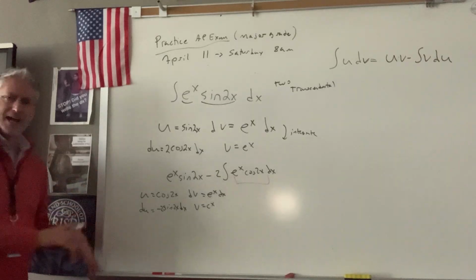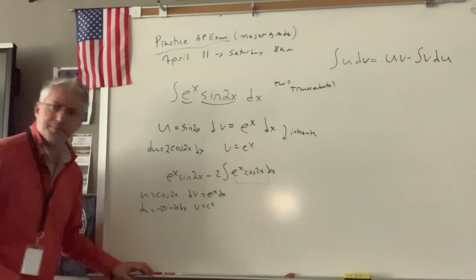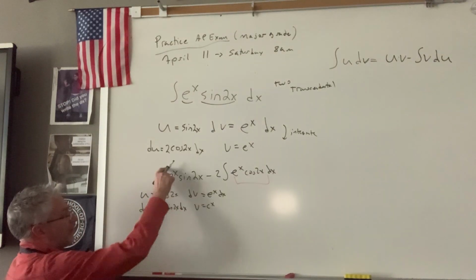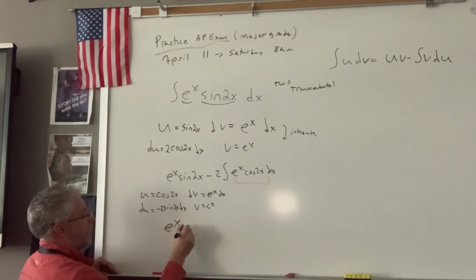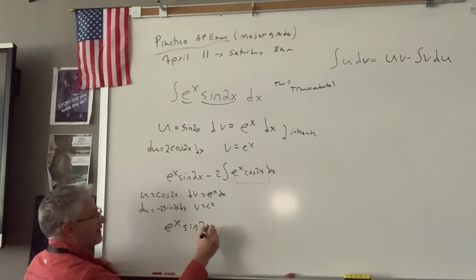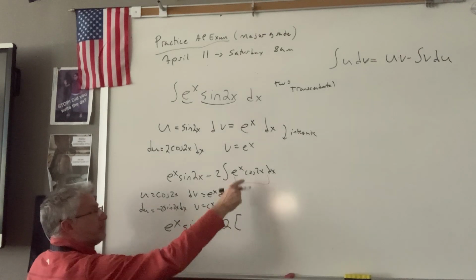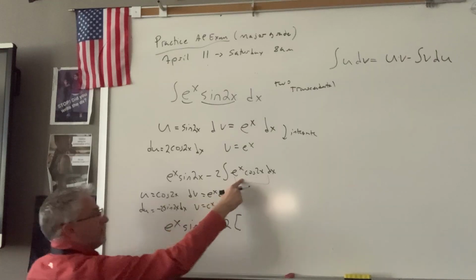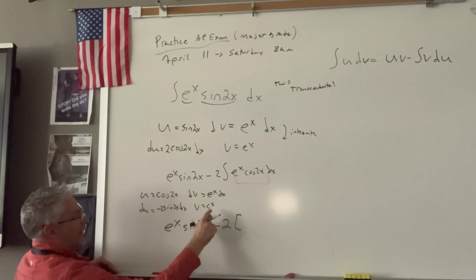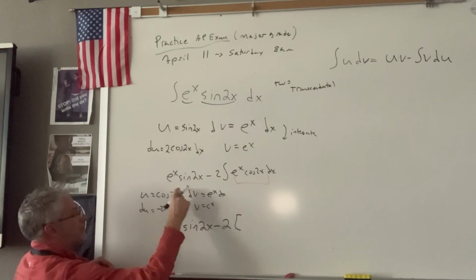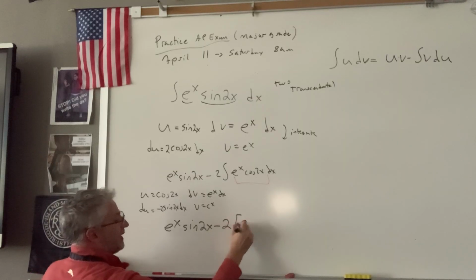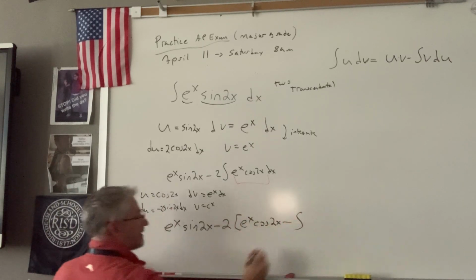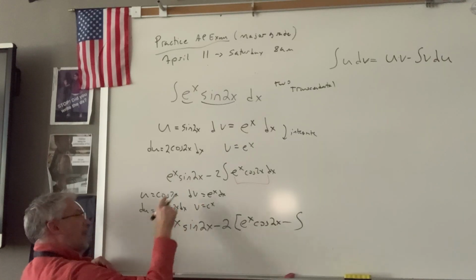Now, I'm kind of running out of room here, so I'm going to bend down just a little bit. So when I write this out, my new integral, I'm going to keep this e to the x sine 2x minus 2, but now I'm using my integration by parts again here. I put a big bracket here, and this is going to be u times v, or v times u, e to the x, cosine 2x, minus the antiderivative, v times du.